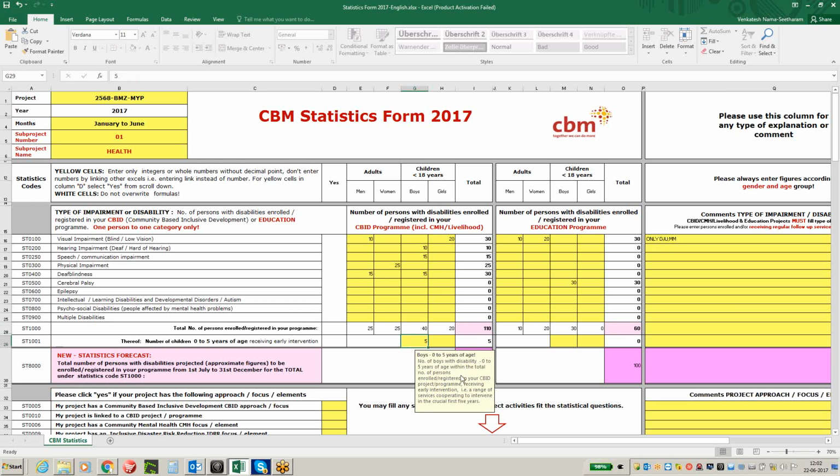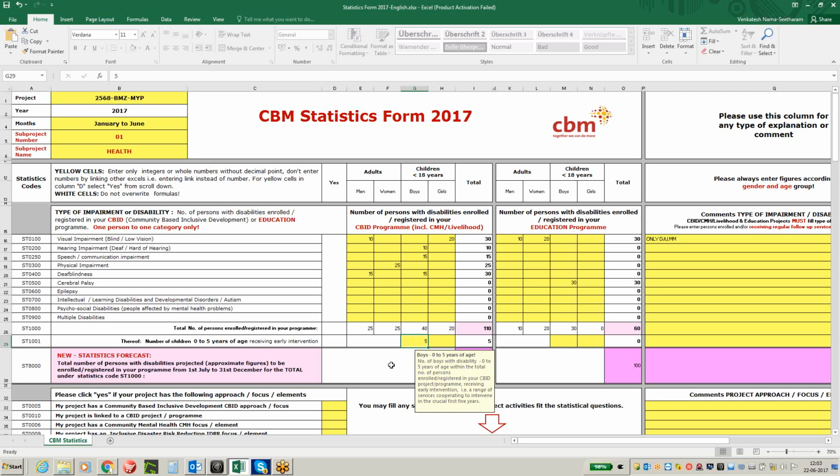Venkatesh? Yes. Can you hear me now? Yes, Karen. Good. Okay. I mean, this is enrollment and registry. So if you have a CBID or education project, it's supposed to be students, for example, who are registered and are in a follow-up. So it's not a one-off.